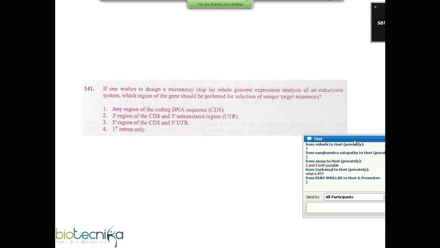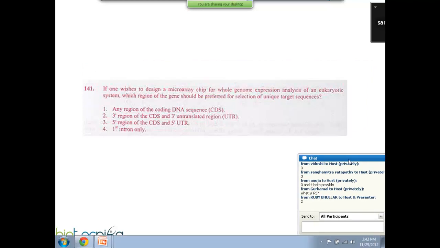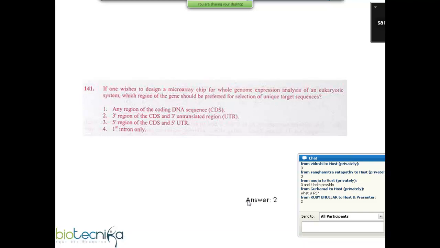Next one. I think we will stop here. We'll start the class from the next, second one. Straightforward. Option is 2. Okay, I'll explain why it is so in the next class.